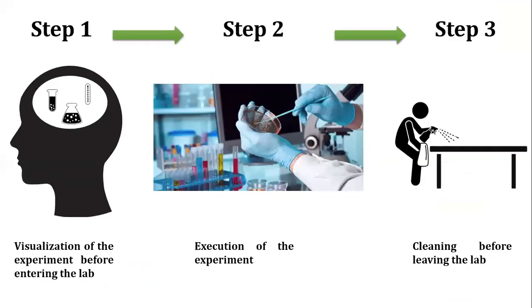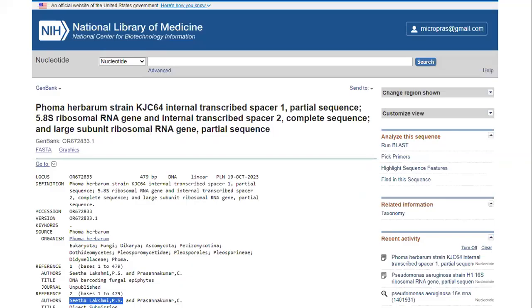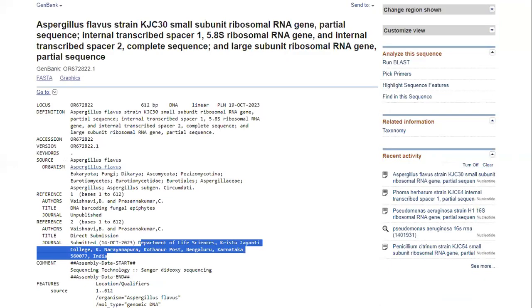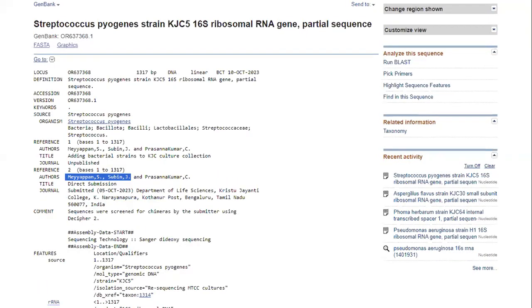Okay. So what next? Once you got the sequences, I would say this is a basic idea before getting into the lab. Visualize the entire experiment, do it, clean it, get out. This should be the norm in conducting any experiments. These are very basic things. Here I can show you many of my UG students. They are skillful in identifying fungi, identifying bacteria.